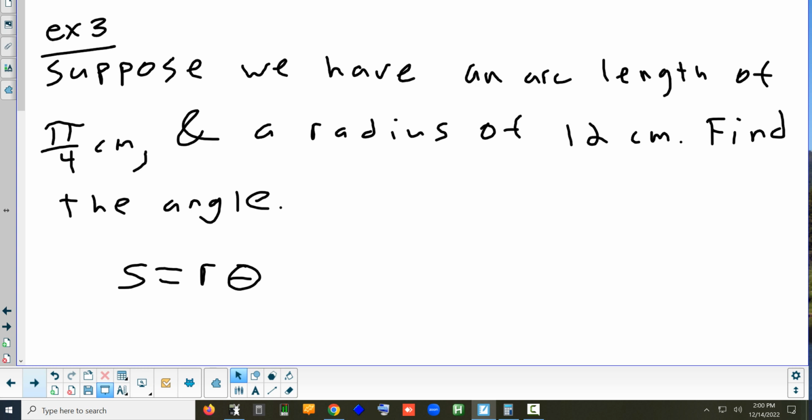Alright, so Alex, what letter am I solving for in the formula this time? You're solving for theta. Yep, I'm solving for theta. So let's start with the pi over 4. Kiana, what letter would the pi over 4 go in for?